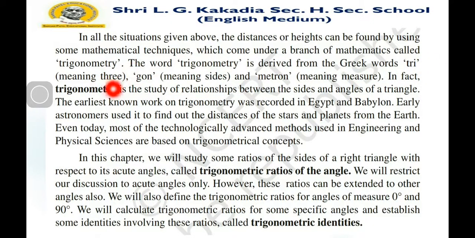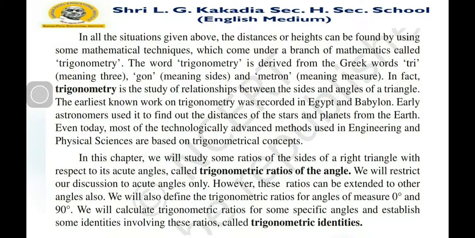Tri means three, gon means sides, and metron means measure. In fact, trigonometry is the study of the relationship between the sides and angles of a triangle. The earliest known work on trigonometry was recorded in Egypt and Babylon. Earlier, astronomers used it to find the distance of stars and planets from the earth.